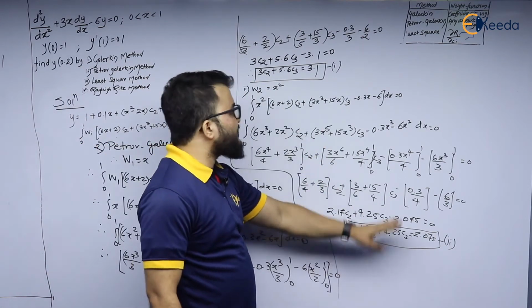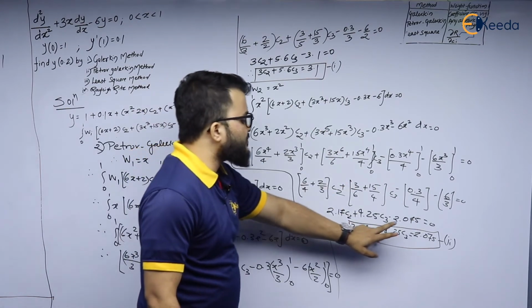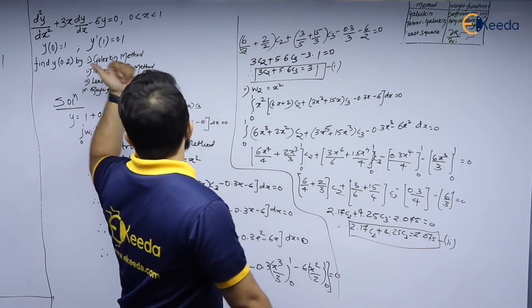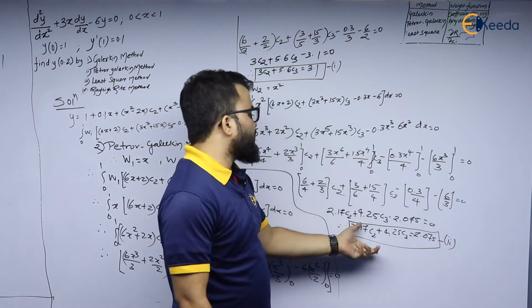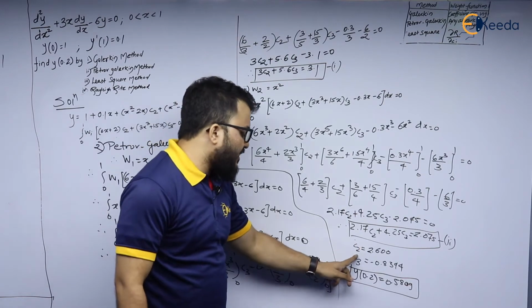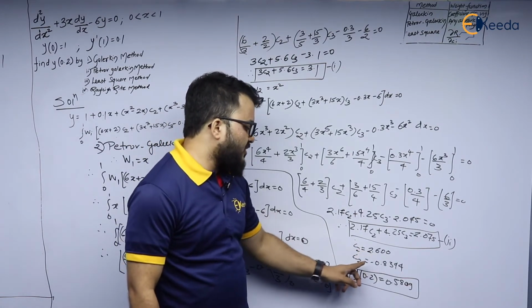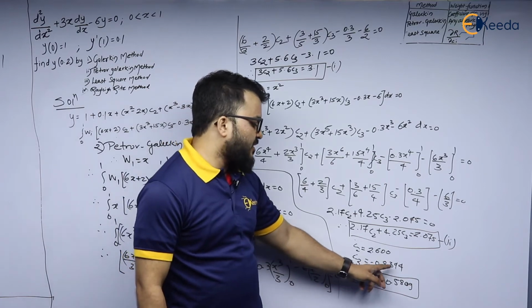Now I will put these two equations in Calc, and after putting these equations, you will get the value of C2 and C3, and you will get the value of y of 0.2. So let's put these equations in Calc. If I put these two equations in Calc, I will get the values of C2 and C3, where the C2 value is 2.600 and the C3 value is minus 0.8394.